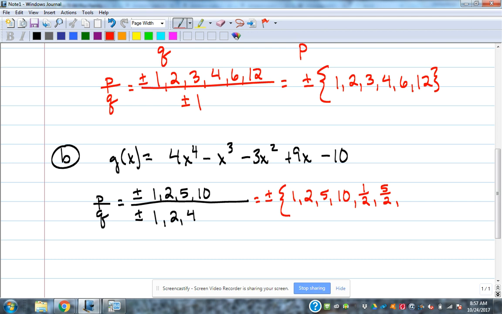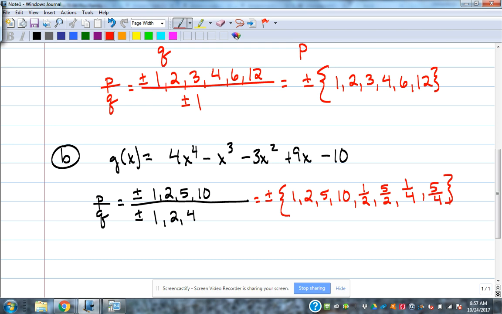Now we divide them all by 4. 1 divided by 4, 1/4. 2 divided by 4. We already got it listed? Yeah, so we don't have to do it again. Okay. 5 divided by 4. 5/4. Don't have that one listed yet, so we've got to write it down. 10 over 4. It reduces to 5 over 2, which we already have. So this is our list of possible rational zeros.